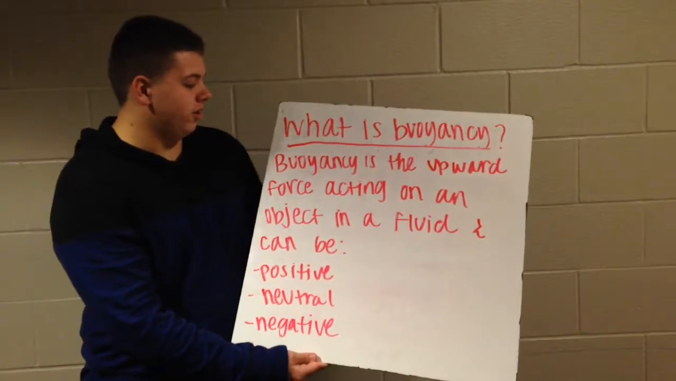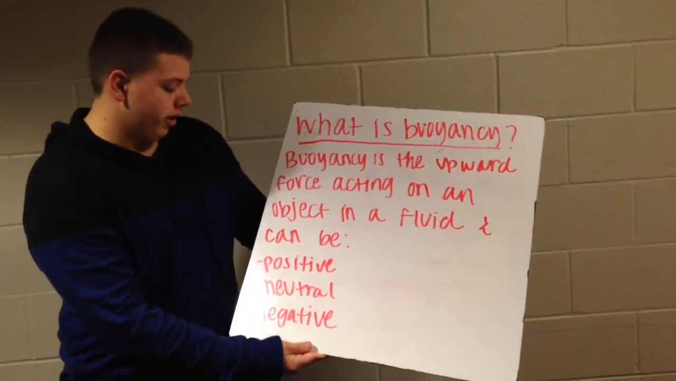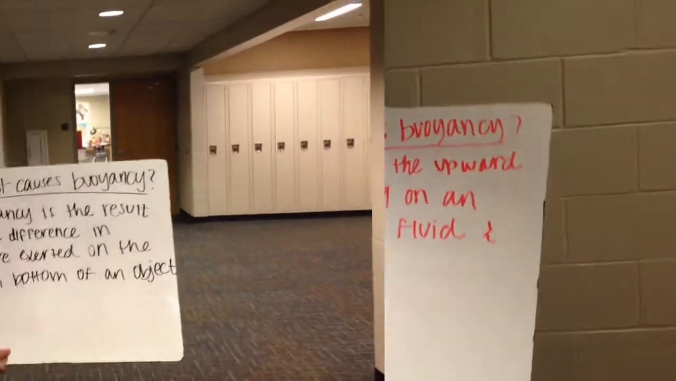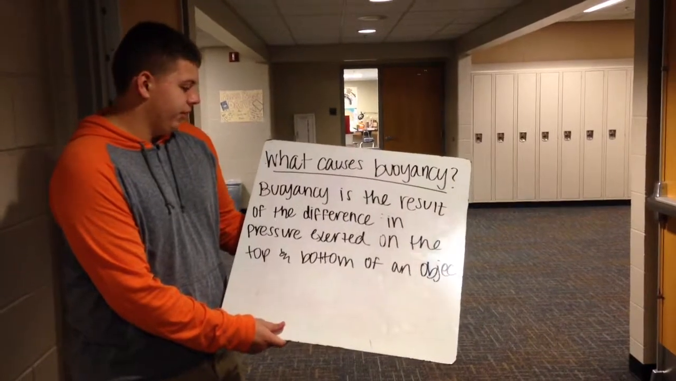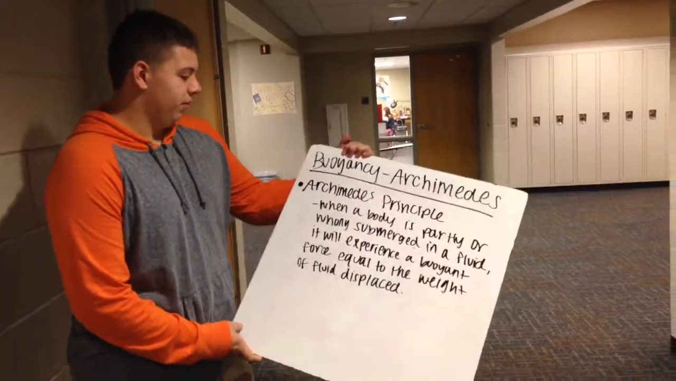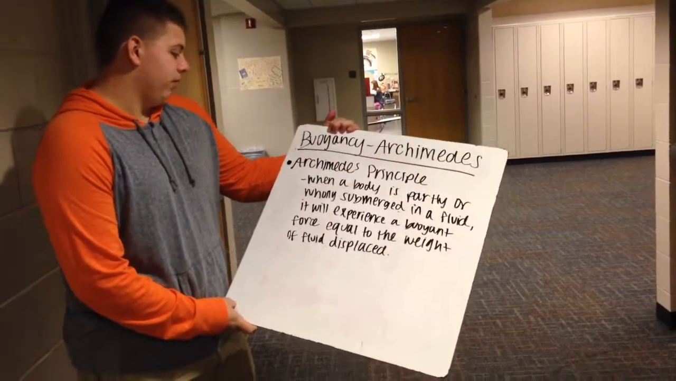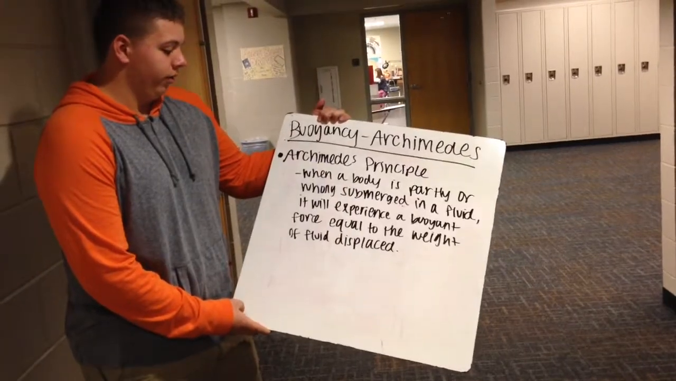Alright, what is buoyancy? Buoyancy is the upward force acting on an object in a fluid, and it can be positive, neutral, and negative. What causes buoyancy? Buoyancy is a result of the difference in pressure exerted on the top and bottom of an object. Archimedes' principle: when a body is partly or wholly submerged in a fluid, it will experience a buoyant force equal to the weight of fluid displaced.